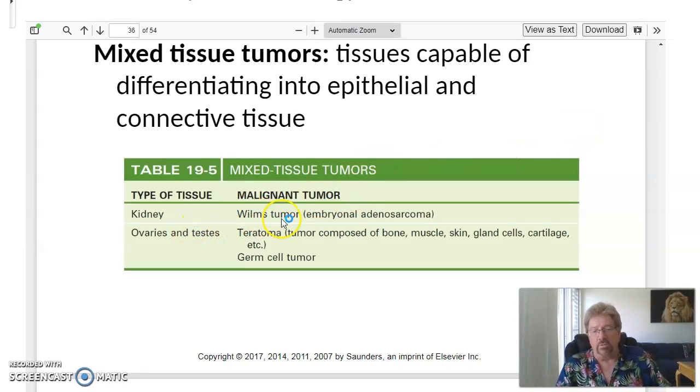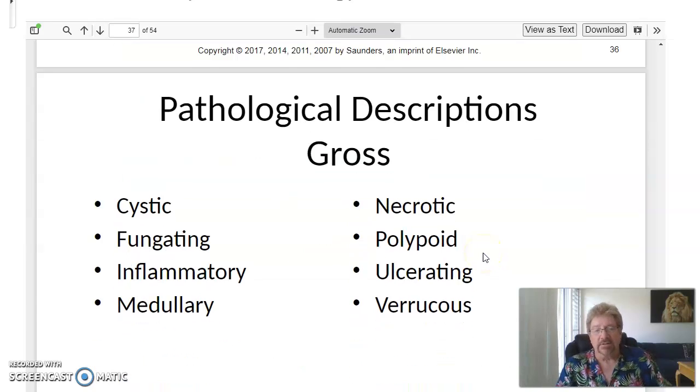Okay, kidney Wilms tumor. This is an embryonic tumor in children. It's a mixed tissue tumor, a teratoma. I think you guys are studying that right now in the DQs. It's horrible stuff. Pathological descriptions: cystic, fungating, inflammatory, medullary, necrotic, polypoid, ulcerating, varicose.